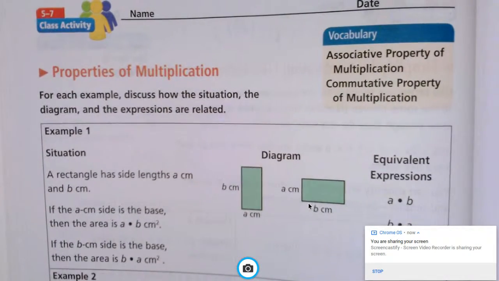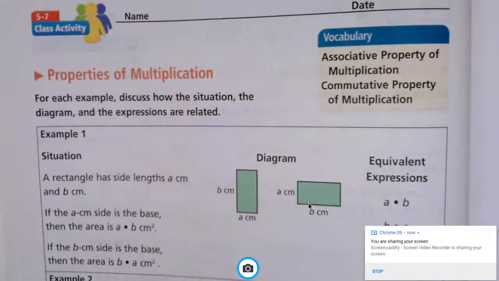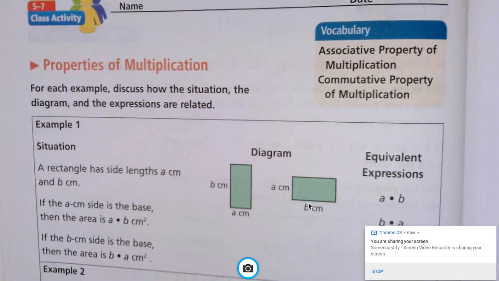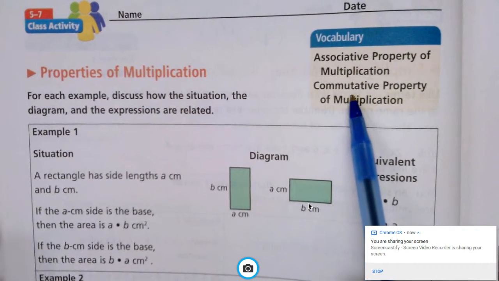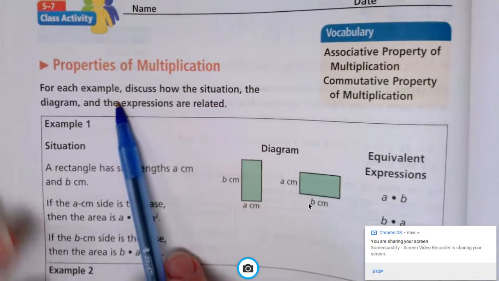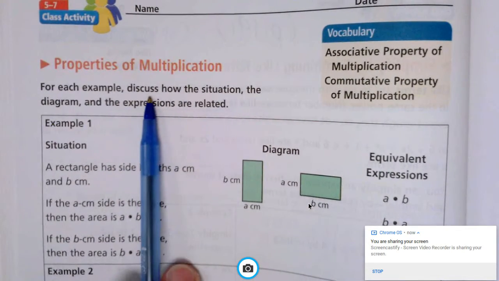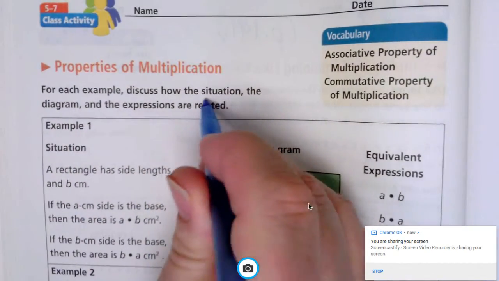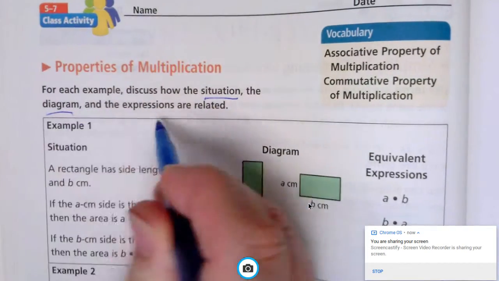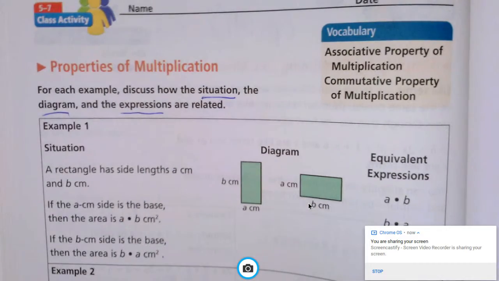We are on page 192. We're going to continue with properties of multiplication, the associative property and the commutative property. For each example, you're going to take a look at how the situation, the diagram, and the expressions are related. What do they have to do with one another?